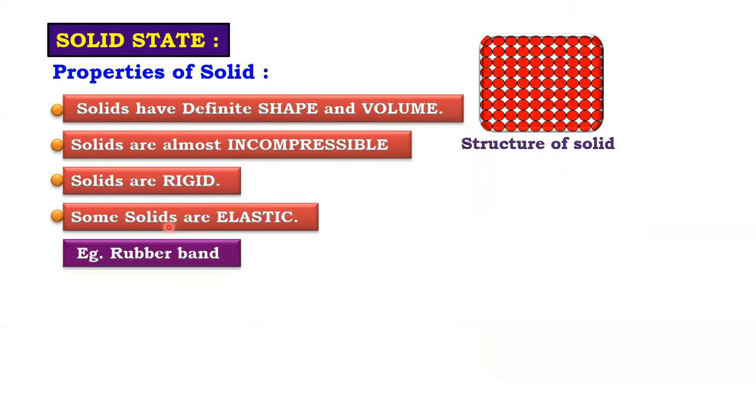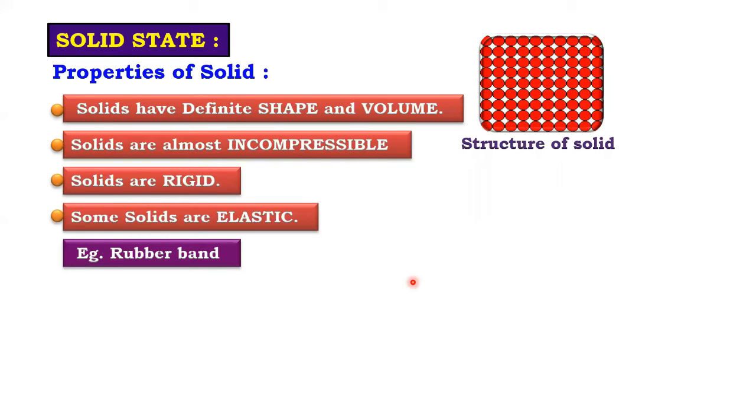Some solids are elastic. Okay, so if some solids are not rigid, they can be elastic. So what do you mean by elastic? Elastic refers to a property of solids that when you apply force, the shape changes, but as soon as you leave it or stop applying force, the object will again convert to its original shape. It will again gain its original shape.